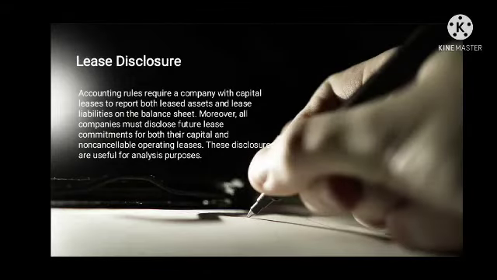Next, about lease disclosure. Accounting rules require a company with a capital lease to report both lease assets and lease liabilities on the balance sheet. Moreover, all companies must disclose future lease commitments for both their capital and noncancellable operating leases. These disclosures are useful for analysis purposes.